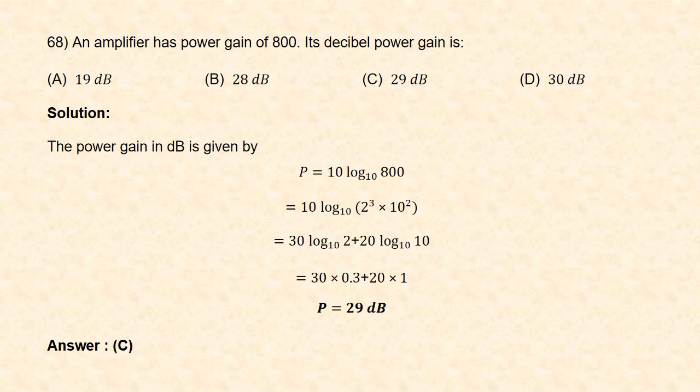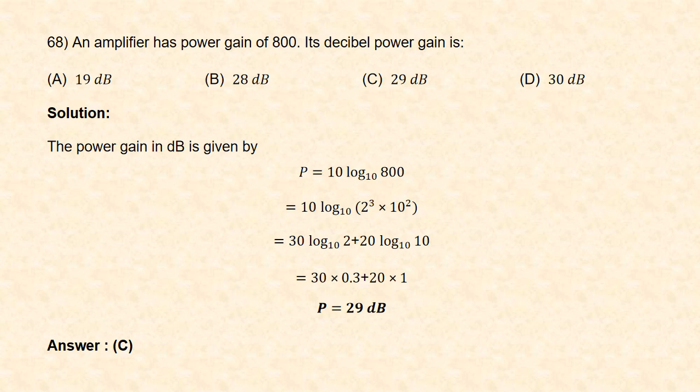Next question. An amplifier has power gain of 800. Its decibel power gain is option A 19 decibels, option B 28 decibels, option C 29 decibels, option D 30 decibels. The power gain in decibel is given by the formula P is equal to 10 log 10 800. We can write 800 as 8 into 100. So 8 is nothing but 2 cube and 100 can be written as 10 square.